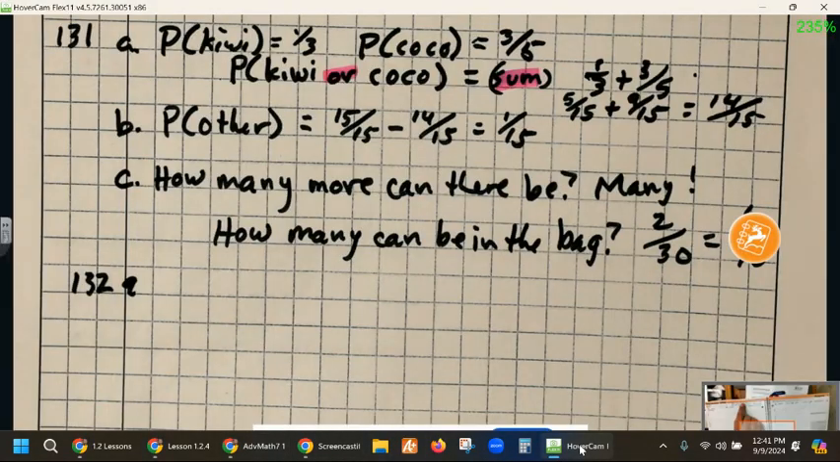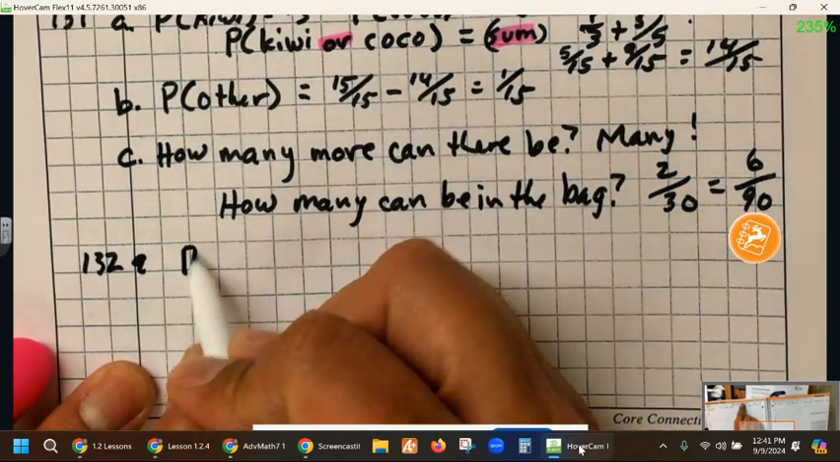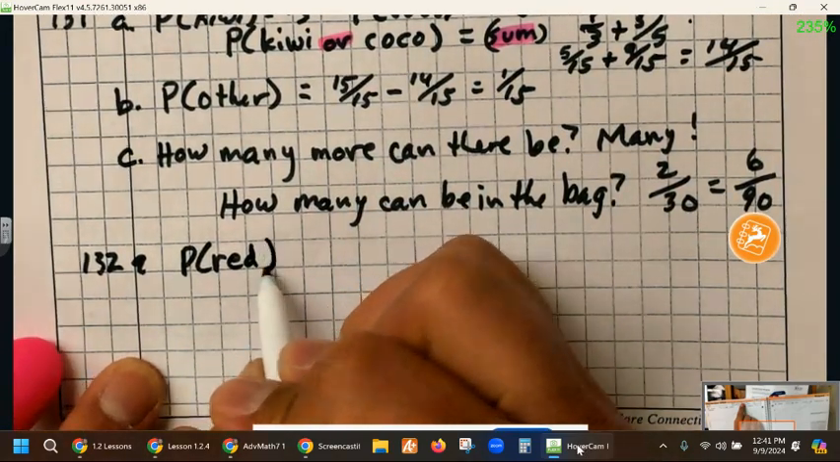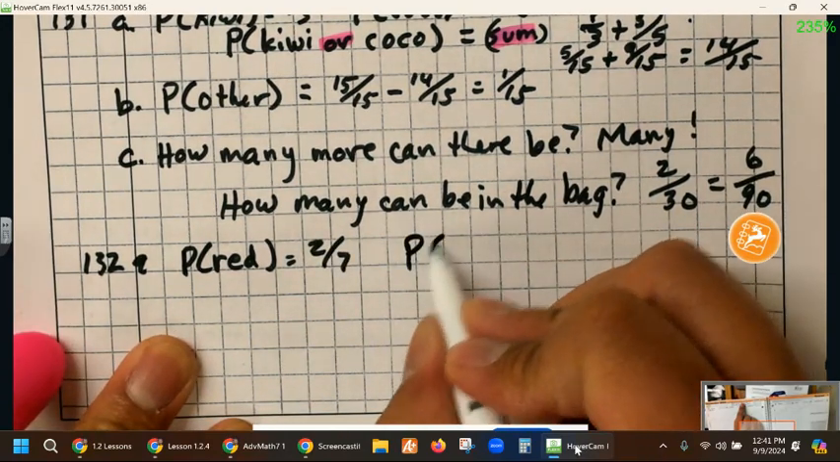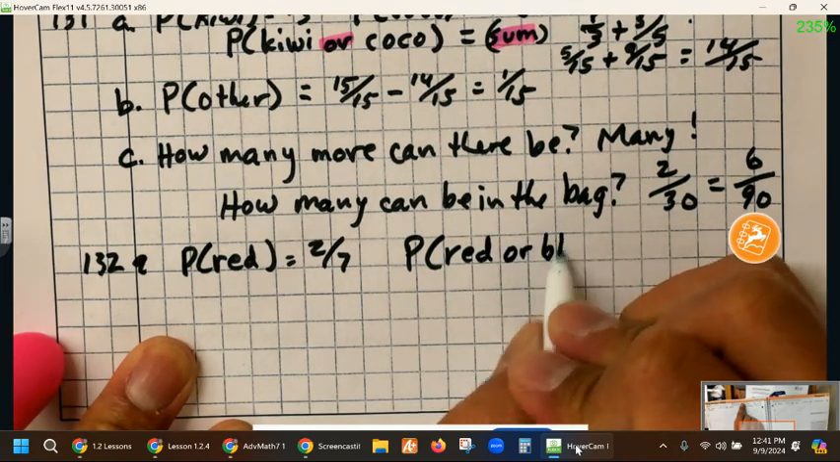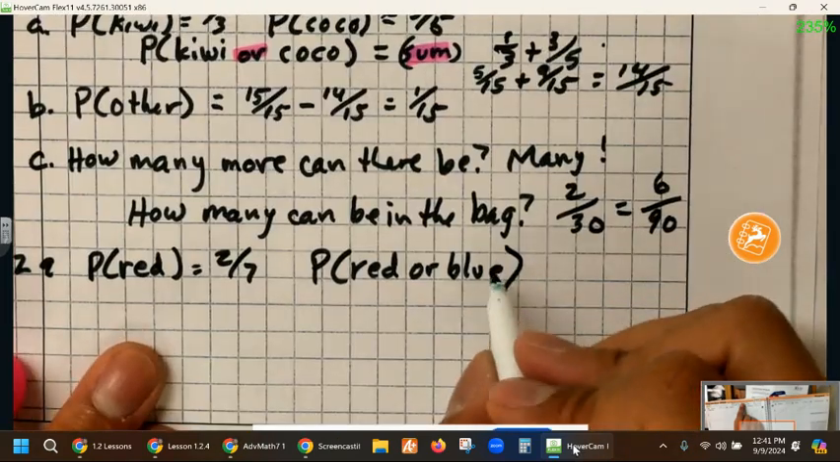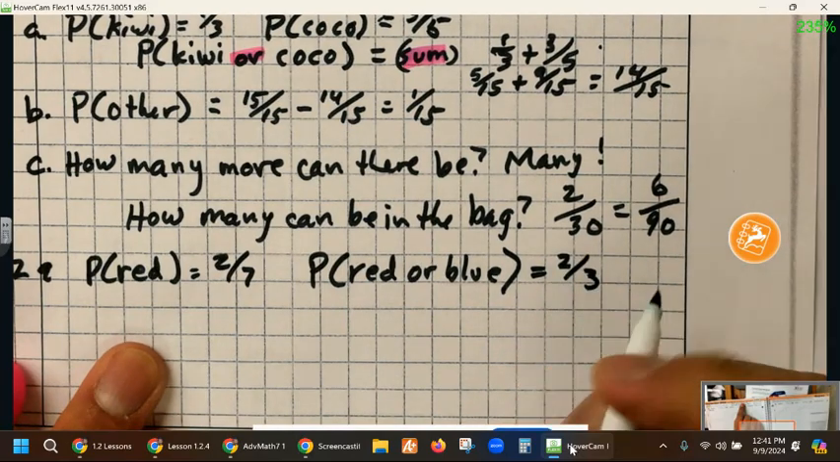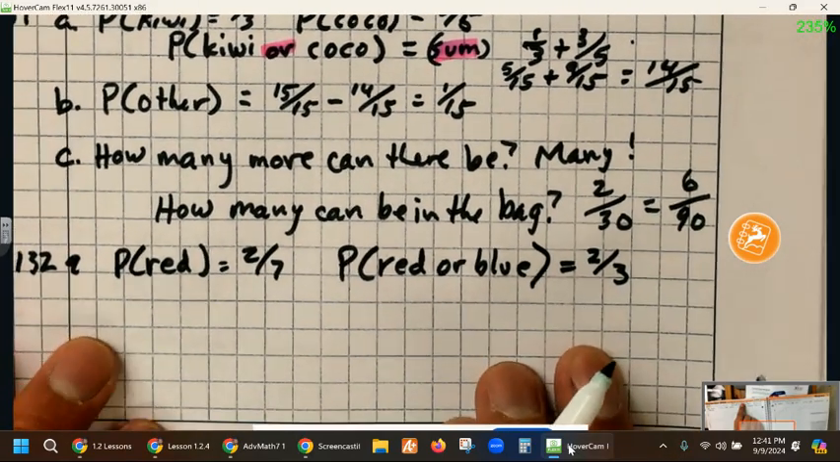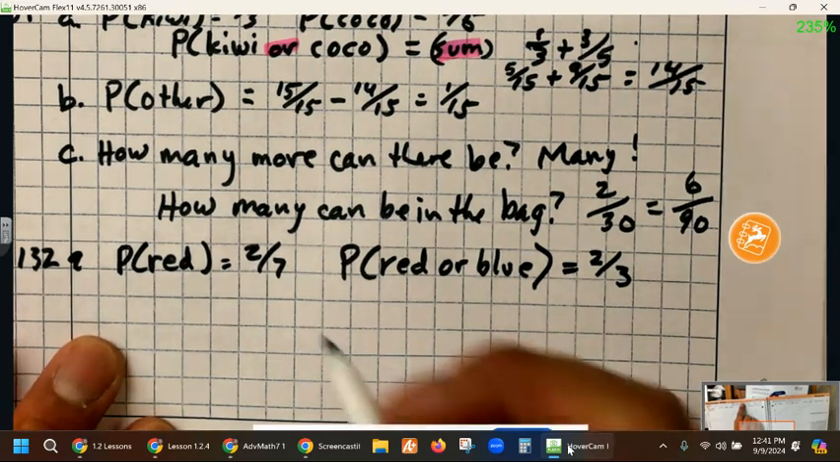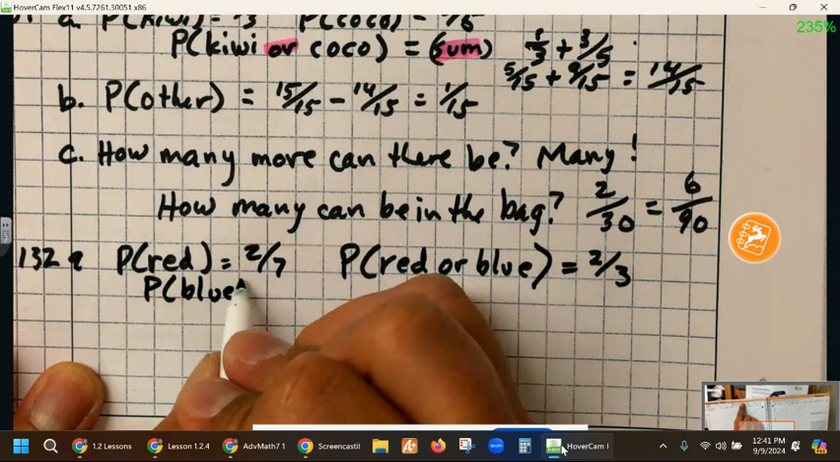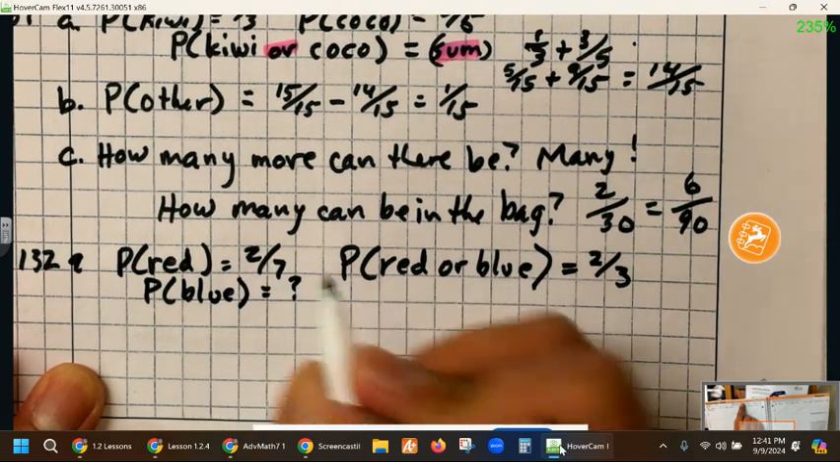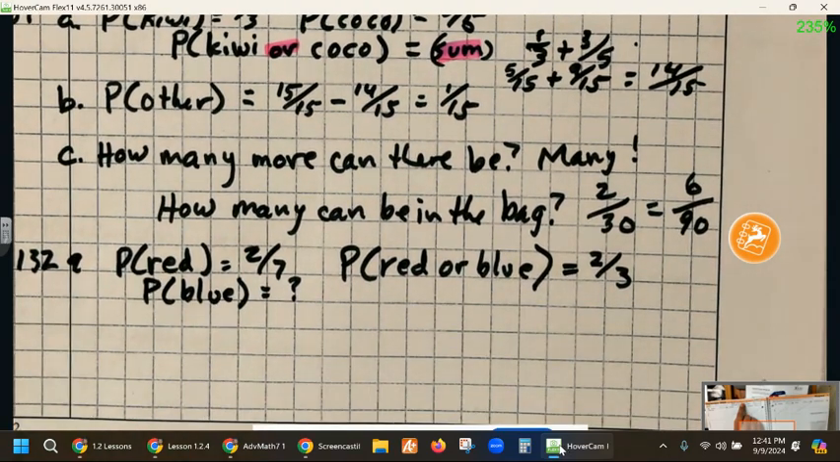All right, so let's work this one out. Probability of getting a red is 2/7, and the probability of red or blue is 2/3 probability. What is the probability of getting a blue? All right, and let's work this one out.